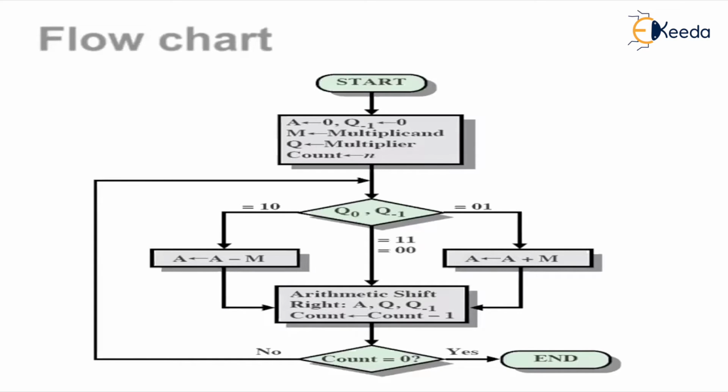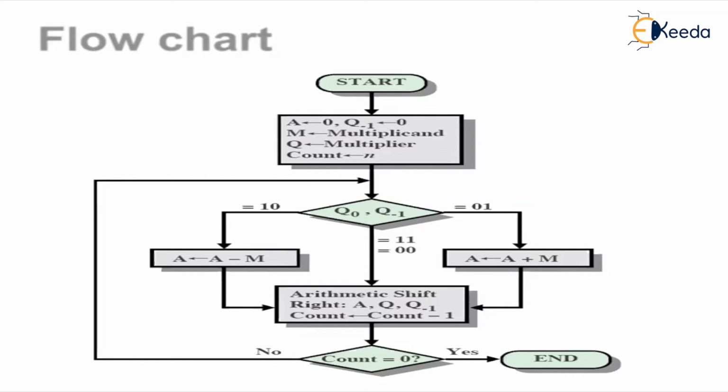Now this is a flow chart of how Booth's algorithm is implemented. Here, initially A is 0. A is called an accumulator, or you may call it a register to store the bits. Q minus 1 is a single bit, which is initially 0. You have a multiplicand M, a multiplier denoted by Q, and the count is how many times the cycle for Booth's multiplication will get repeated.